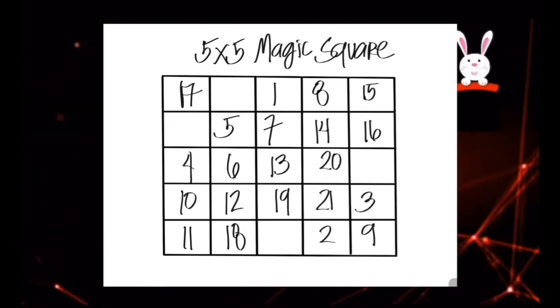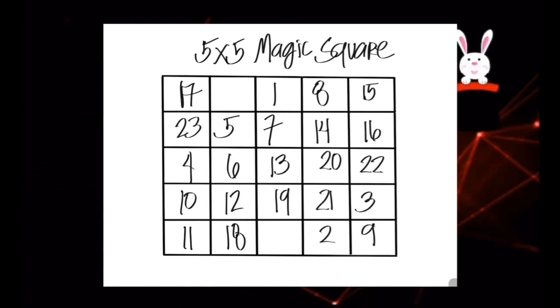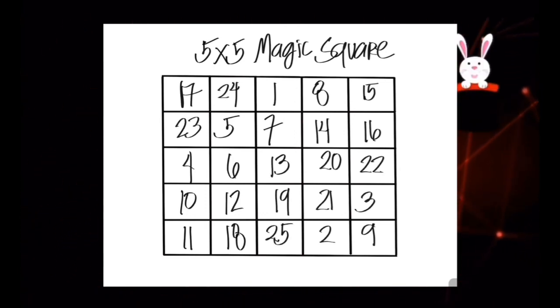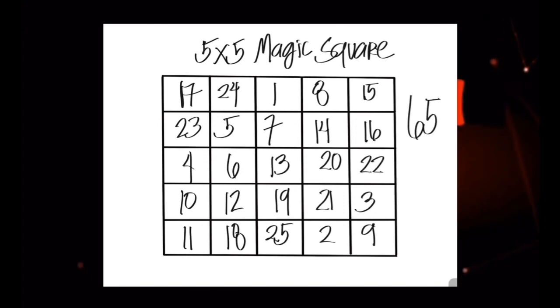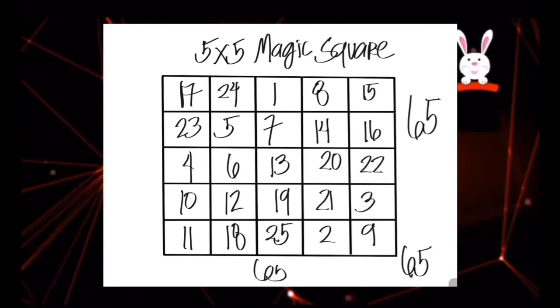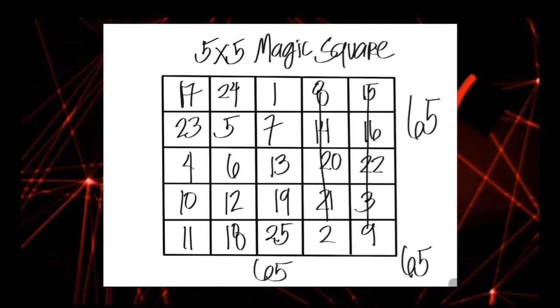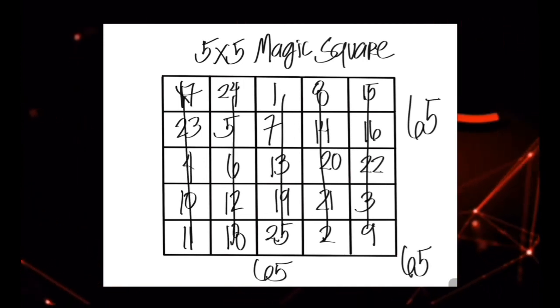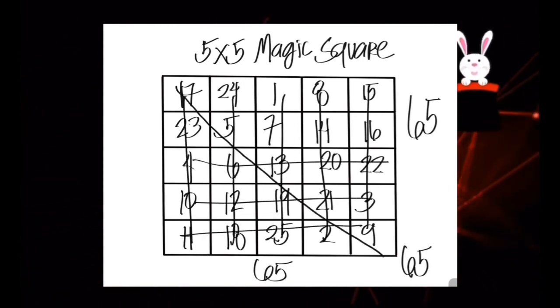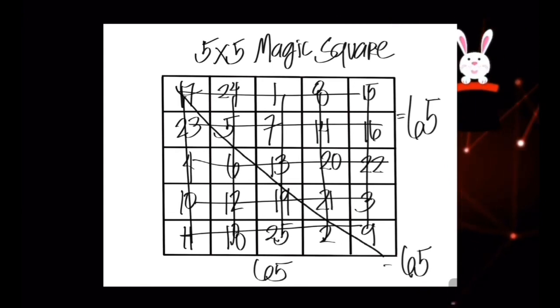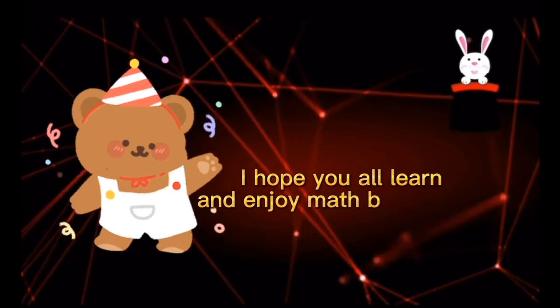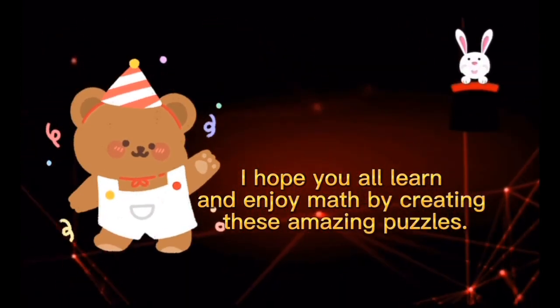And yes, here is a 5 by 5 magic square, where the magic constant is 65. When you add the numbers in each row, whether horizontal, vertical, or diagonal, it will have the same sum, which is 65. And that's it. I hope you all learn and enjoy math by creating these amazing puzzles.